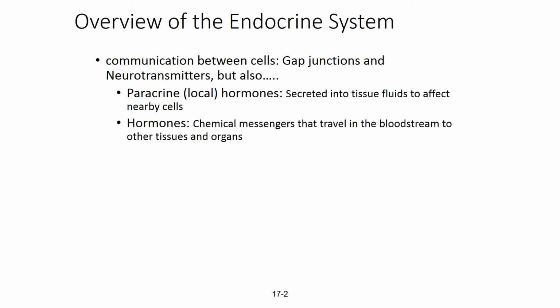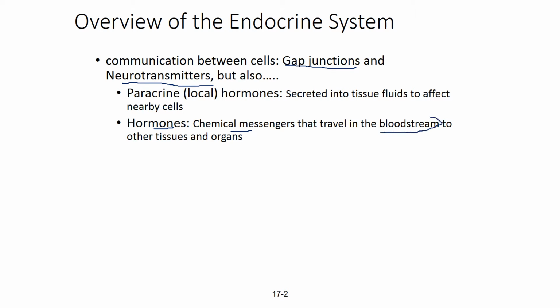So to kind of overview the endocrine system, we've talked a lot about cell communications. We've looked at things like gap junctions. If you remember, gap junctions, particularly in the heart, with our intercalated discs, allow for ions and things to flow from one cell to another. We've also talked about neurotransmitters and how they allow for cellular communication when we're talking about our neurons communicating with target cells.